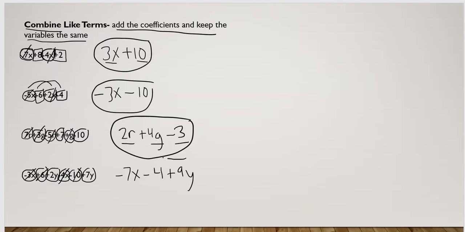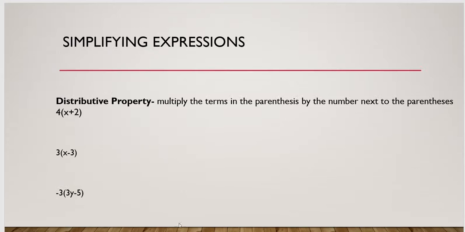Okay, so the big things to remember when you are combining like terms are that you're always adding, and if there is a subtraction sign in front of a number, it makes it negative. If there is no sign or an addition sign in front of a number, it makes it positive.